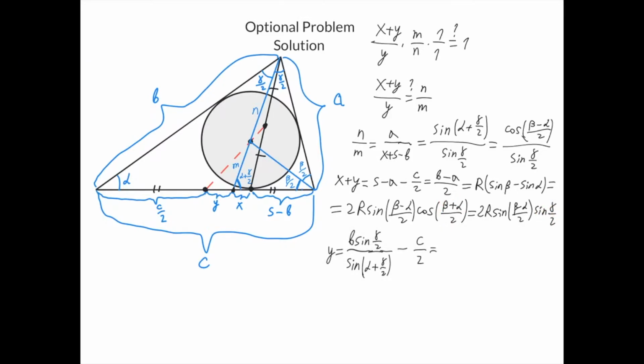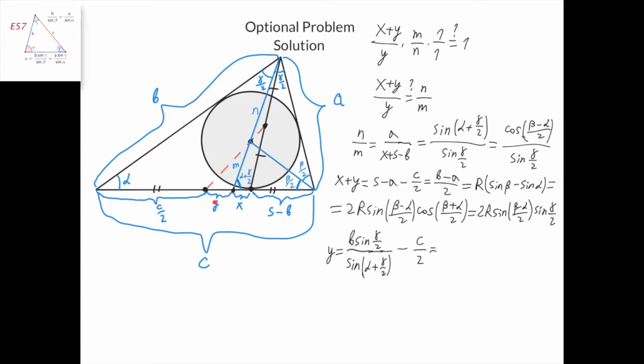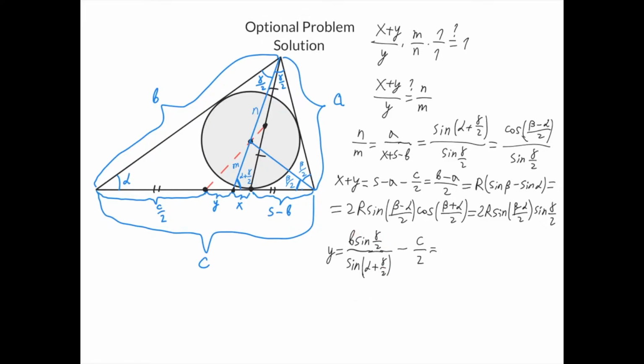The only thing left to find is y. But y equals this segment minus this segment. This segment is c divided by 2, so we need to find this segment here, which we can find from the law of sines applied to this triangle. We have that this side equals b times the sine of gamma over 2 divided by the sine of this angle, which equals the sine of this angle, which equals sine of alpha plus gamma over 2. So we get y equals b sine gamma over 2 divided by sine of alpha plus gamma over 2. And then we subtract the c over 2 here to get the final expression for y.